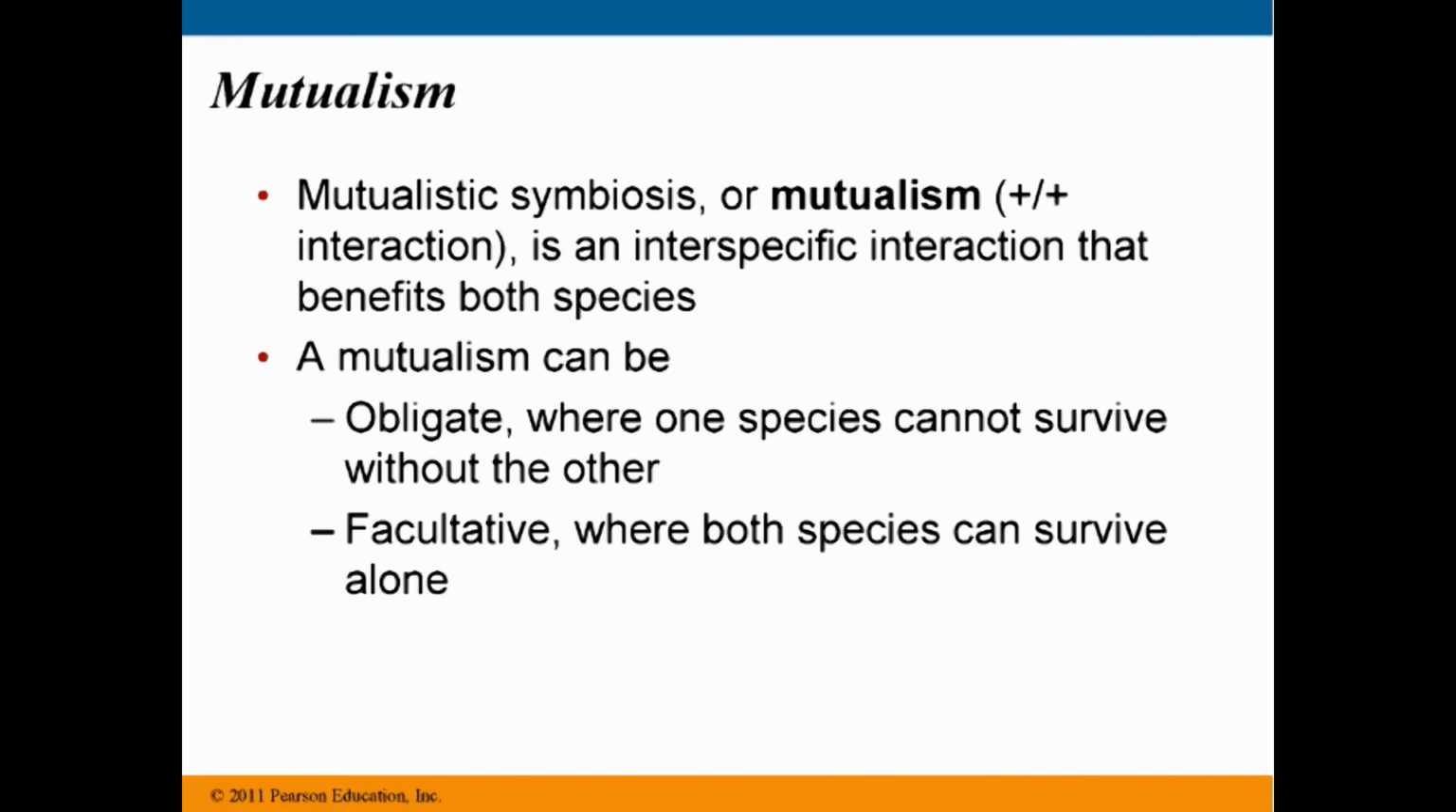Mutualistic symbiosis or mutualism is a plus-plus interaction. So this is a type of interspecific interaction, a symbiosis that is going to benefit both species. So mutualism can be obligate, where one species cannot survive without the other. It's an obligation that they live together. Or it can be facultative, and facultative is where both species can survive on their own. So we had the terms obligate and facultative back when we talked about aerobic and anaerobic.